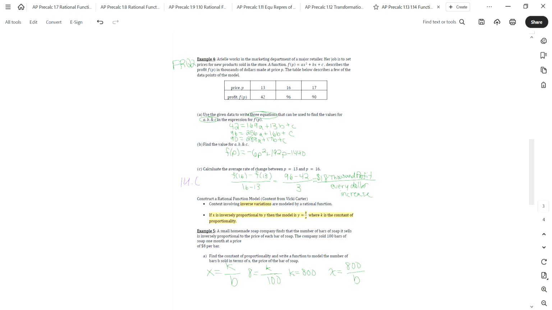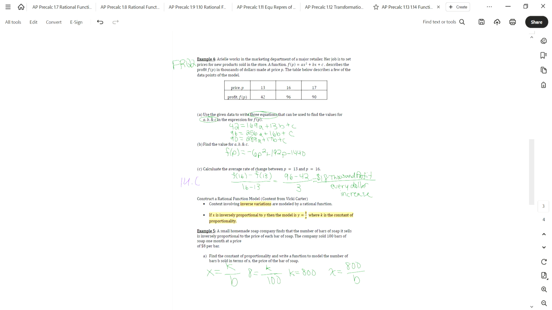This is that 14C, applying the model in different scenarios. And it's also worth pointing out that in this problem, you don't need to know what the actual model is to find the rate of change. Now, the only other thing that we could have used here is using the rate of change to predict a value between $13 and $16. We would not use this rate of change for 13 to like 17.